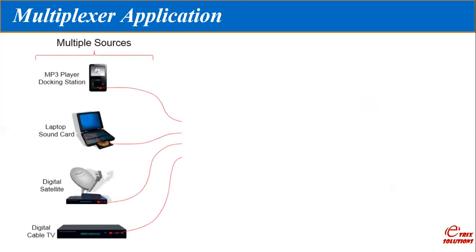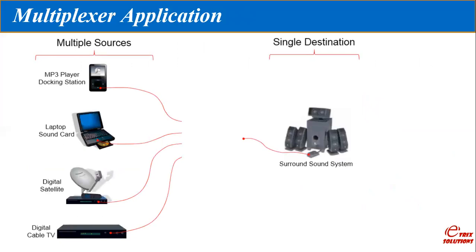Now let us discuss the multiplexer application. The multiplexer can be better understood by a daily life application in which suppose you have multiple sources of audio and you have a single surround sound system. This single sound system can be connected to the multiple sources using a 4 cross 1 multiplexer. This 4 cross 1 multiplexer provides a control through which you can play the audio of these multiple sources using this single sound system one at a time, and it can be done by using the selection line.